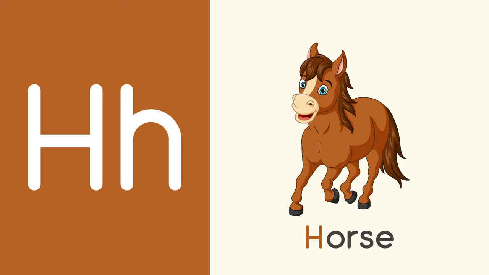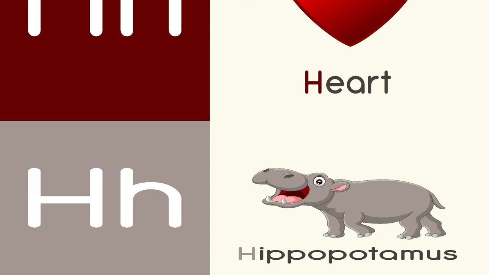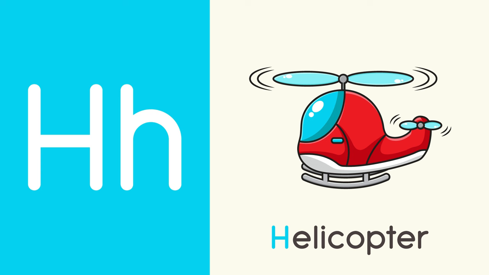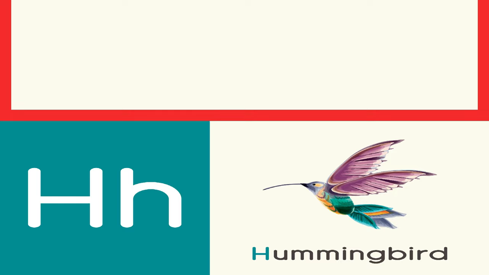H is for horse. H is for hippopotamus. H is for heart. H is for hair. H is for ham. H is for hot dog. H is for helicopter. H is for hummingbird.